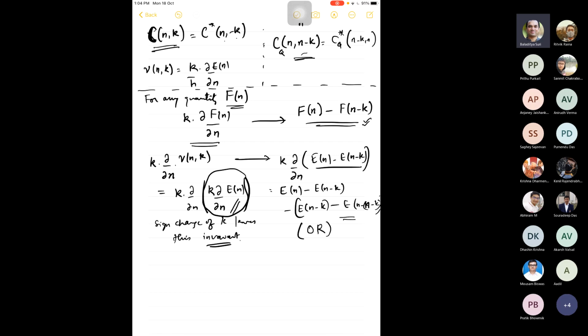Or there is another way to write it. En plus k minus En minus En minus En minus k. These are two ways of writing a second derivative. Anybody who has worked with numerical differentiation knows that if you have a second derivative, there is a one-sided or an asymmetric definition of the second derivative as a difference. There is also a symmetric definition.